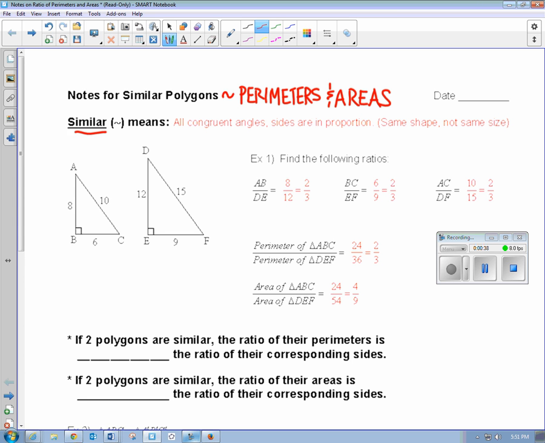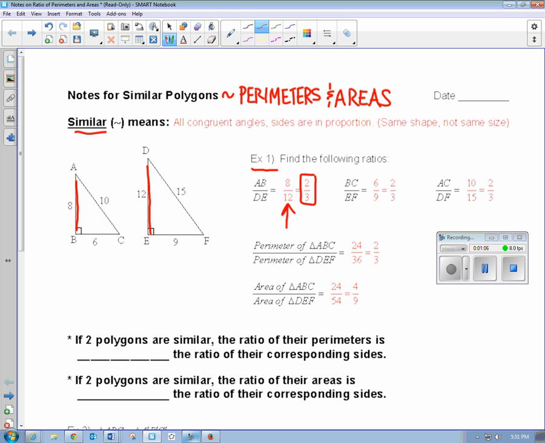So when we take a look at the two triangles that are first given to us, we can see that they do look like they're the same shape, but they're going to ask us to prove that. So for example number 1, it tells us that we're supposed to find the following ratios. So I'm going to take side AB and put it over side DE, which gives me 8 over 12. Which does reduce to 2 over 3.